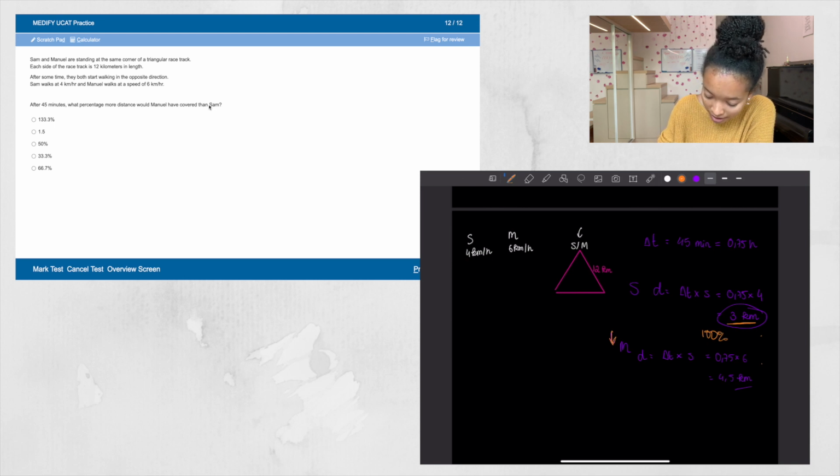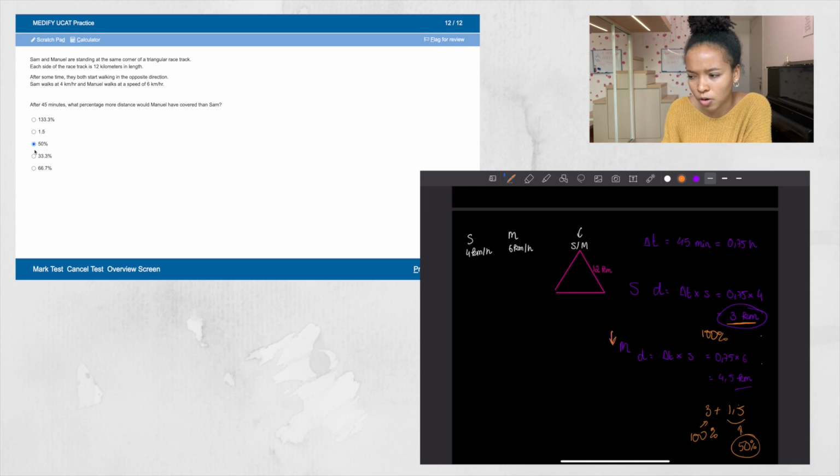We actually can see that 4.5 is a combination of 3 plus 1.5, right? So 3 is the 100% of Sam. So that's what Sam has covered as well. So they both covered 100%. But Manuel has covered an extra 1.5 kilometers. And we have to figure out what this corresponds to in percentage. And we know that 1.5 is half of 3. So that would be 50% because half of 100 is 50. So Manuel has covered 50% more than what Sam has covered. And so that would be answer option C, I think.